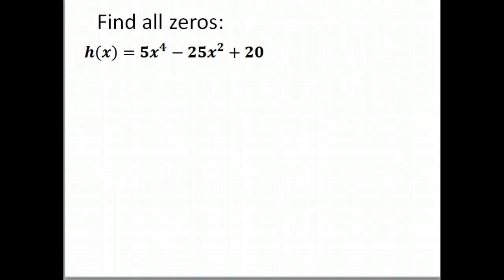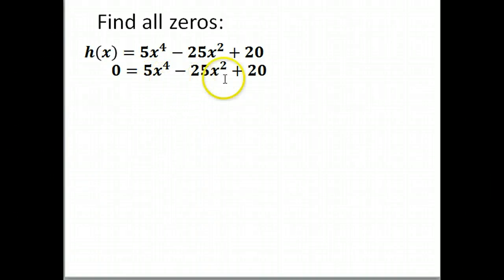Okay, on this one we're asked to find all zeros. Remember that finding a zero is essentially solving for x. We're trying to find out when our output would be 0, what our x value would be. So the very first thing we need to do is change our output. Instead of h of x being our output, we're going to substitute 0 in for our output, because that's essentially what we're looking for here.